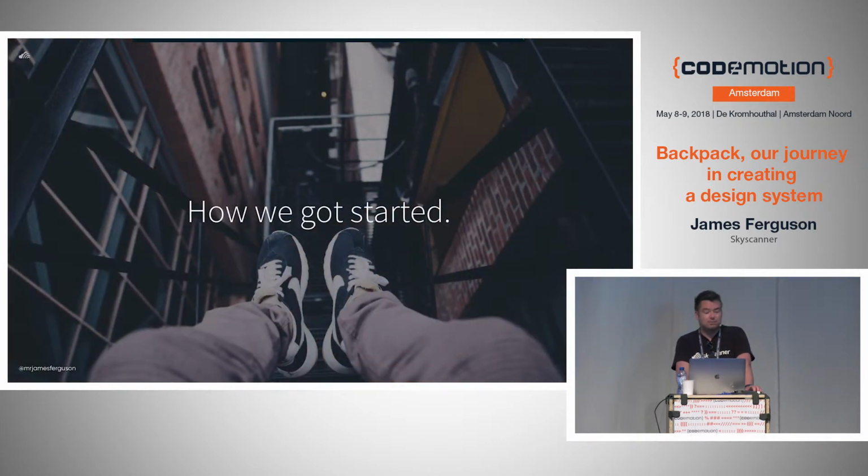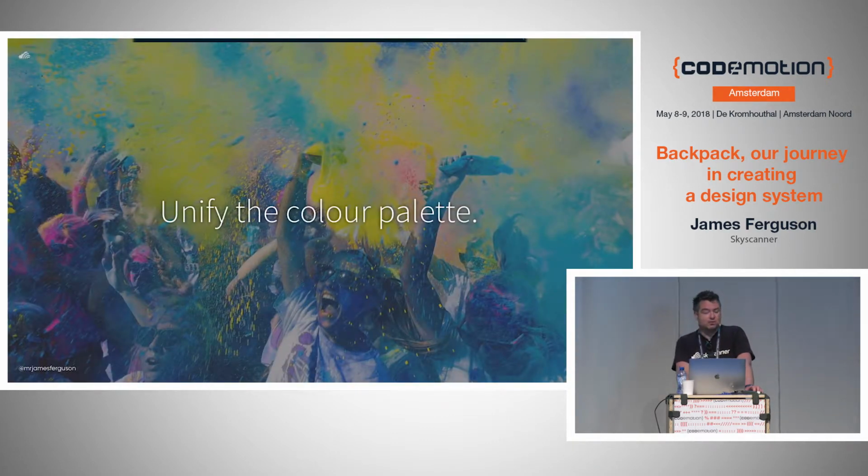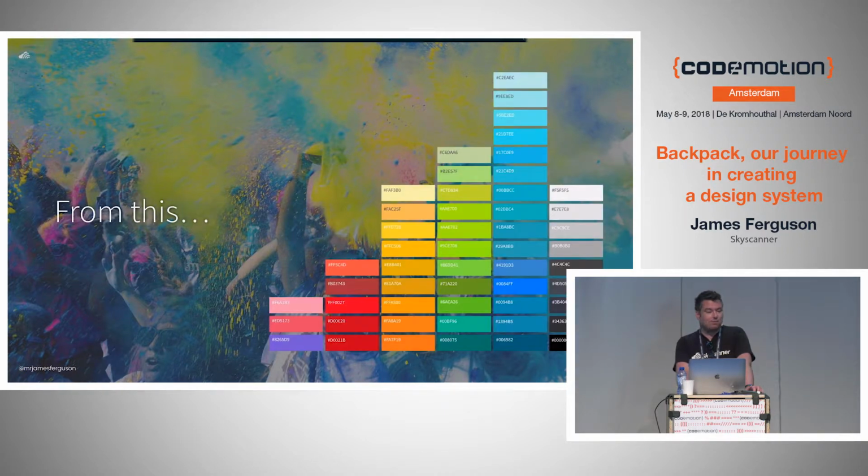We started really small. We started to unify our color palette. Sounds quite easy, doesn't it? Actually, when we dug into it, we realized that we had this. We had multiple teams with different color palettes, very similar shades in some cases, and then the purple that's there, which, I still don't know where that purple came from.